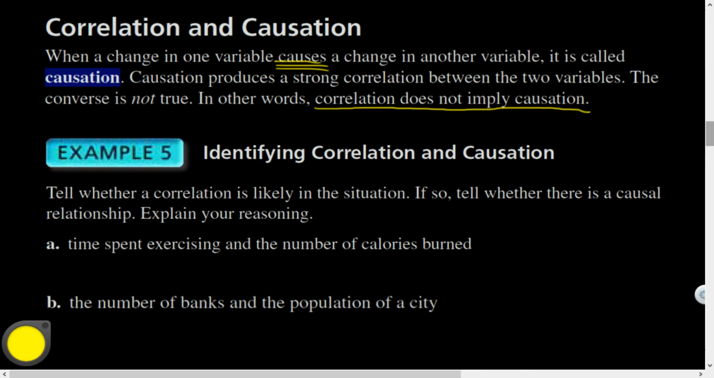Okay, so it says, tell whether correlation is likely in the situation, and if so, whether you think that one is causing the other. So it says time spent exercising and the number of calories burned. Right? I would expect those to have a correlation. And do you think exercising causes more calories to be burned? I would think so, yes. And there's a causal relationship, right?